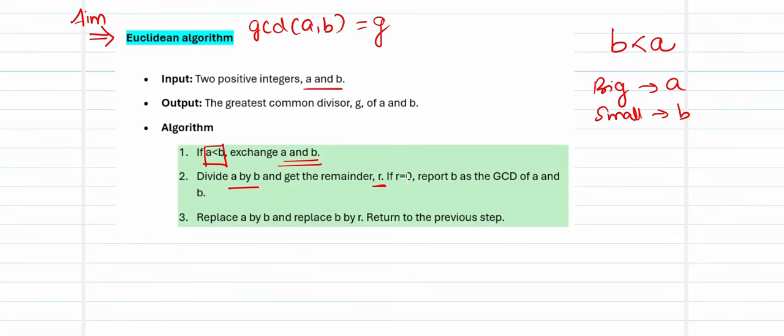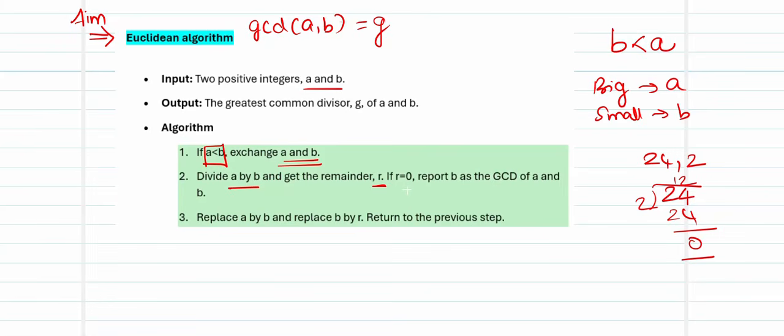If the remainder happens to be 0, suppose you have A equal to 24 and B equal to 2. So what happens? I divide 24 by 2. If I divide 24 by 2, it goes 12 times, and 12 2s are 24, so the remainder becomes 0.